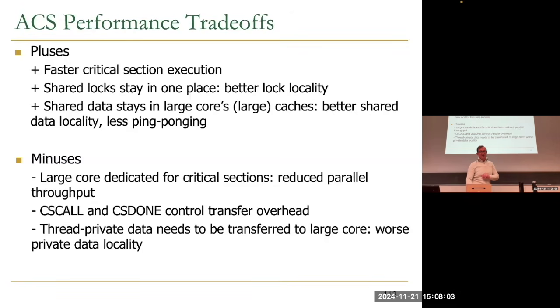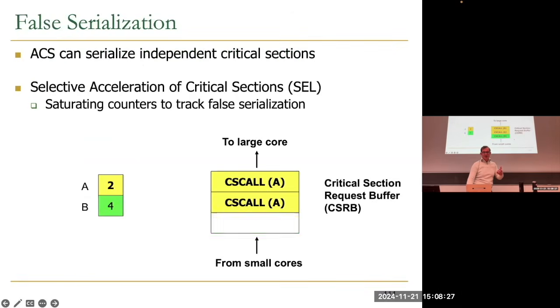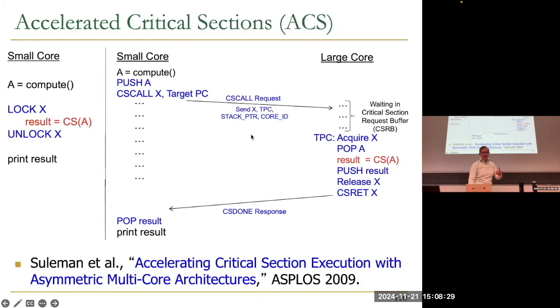And then there's also some other thing that needs to be transferred, which is the thread private data, meaning data that you input to the critical section that is generated outside the critical section. This is different from shared data. This is not data that's shared. This is really the data that you're inputting to the critical section to do the computation on the shared data. This becomes worse, meaning it needs to be transferred to the large core. And in this particular case, we did it through push and pop instructions, as you can see over here.